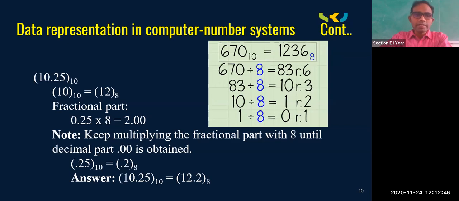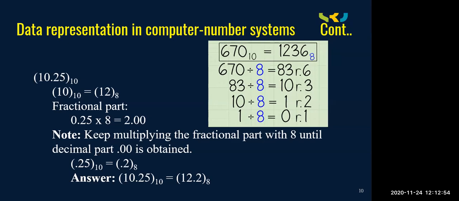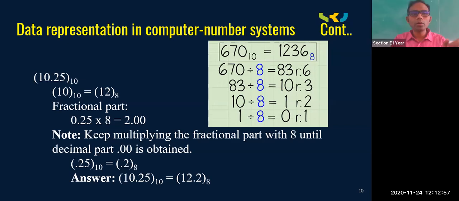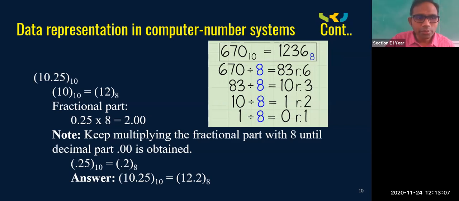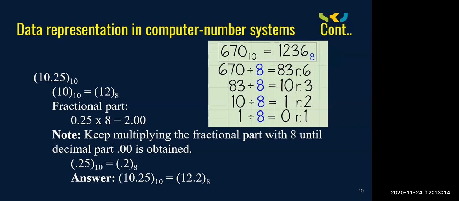In the same fashion, we do it for 10.25. Now 10 becomes 12 to the base 8. Why 12? Because after 7 it becomes 10, 11, 12. Same thing with respect to the dot. After the dot, multiply 0.25 by 8 repeatedly till you reach 0. So 0.25 into 8.